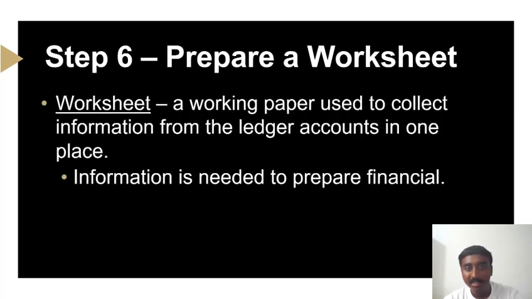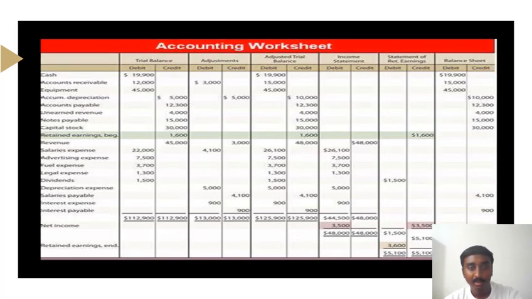The sixth step is to prepare a worksheet. A worksheet is a working paper used to collect information from the ledger accounts in one place. This information is needed to prepare the financial statements. So these are the worksheets of accounting. You can just see this.